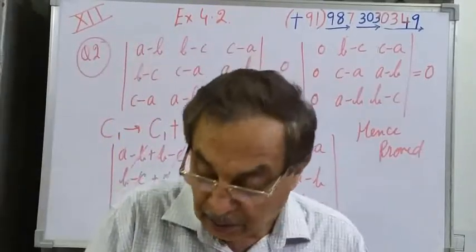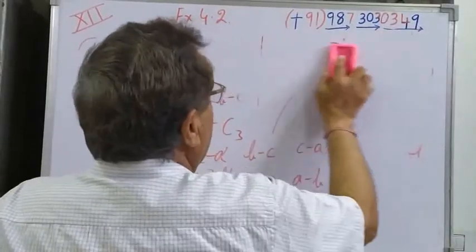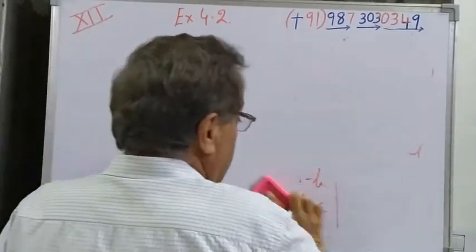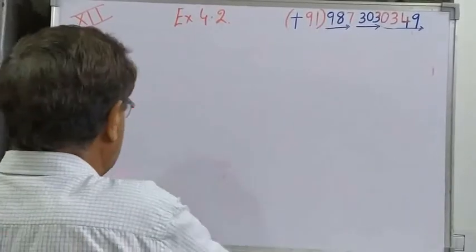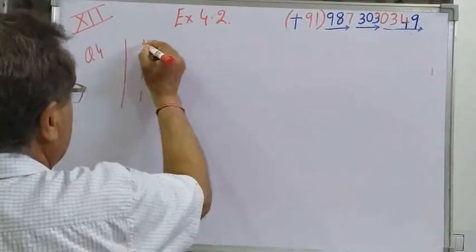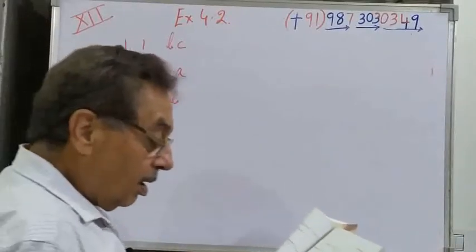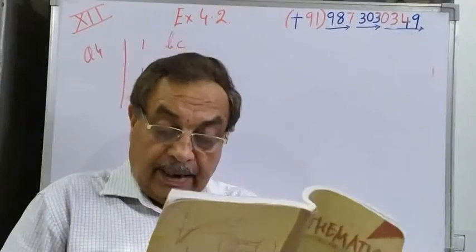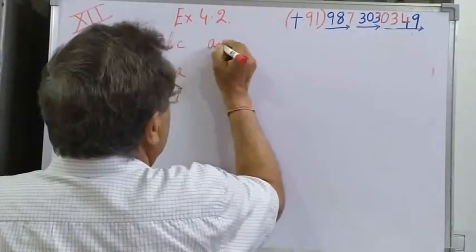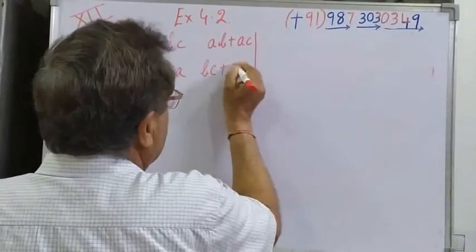Now let us go to the next important question, question number 4 of exercise 4.2. What does it give us? The first column is 1, 1, 1. Second column is bc, ca, ab. Third column, if we clear the brackets right here, we get in the third column ab plus ac, bc plus ba, and ca plus cb.